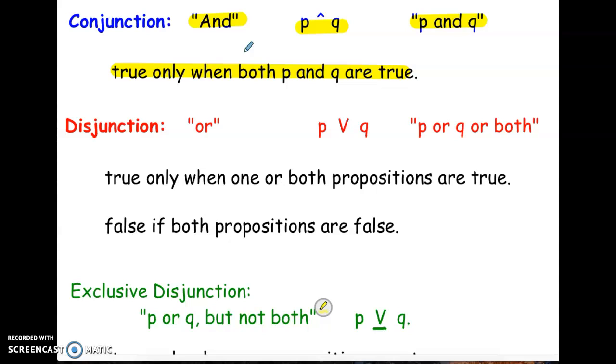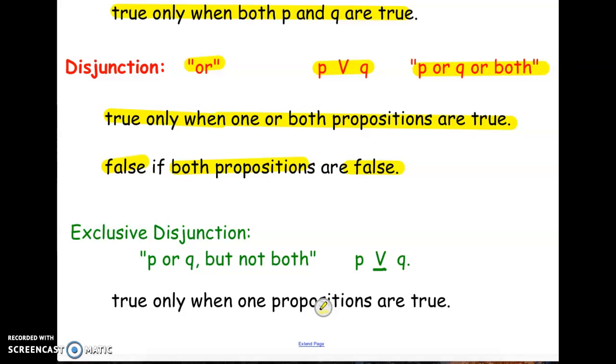The second review topic is disjunction. It has the word or in between the propositions. The symbol we use is the V symbol, and we say this as P or Q or both. So the rule of thumb is it's true when one or both of the propositions are true. It's false if both propositions are false.